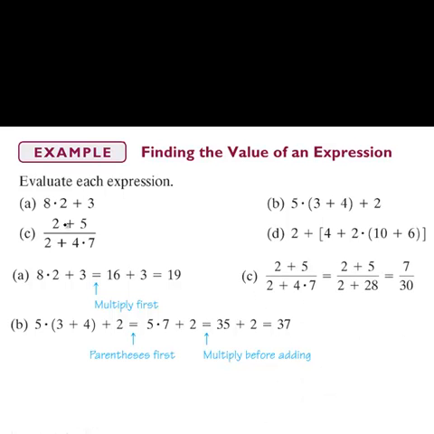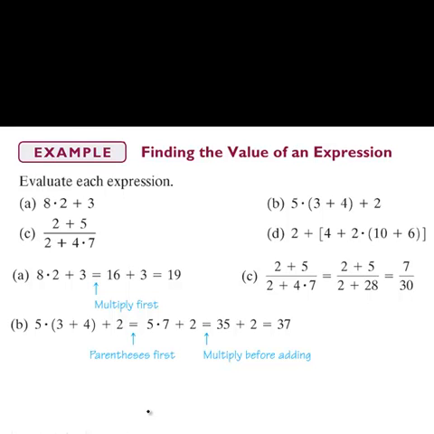Now, when you have a fraction like you see here for part C, well, think about the fraction bar as a big old grouping symbol, right? You'll take care of what's in the numerator first, as in 2 plus 5. You could write that as 7. All right. Now, in the denominator, you have 2 plus 4 times 7. Well, 4 times 7 is 28, and then 28 plus 2 is 30. And then you have 7 over 30.